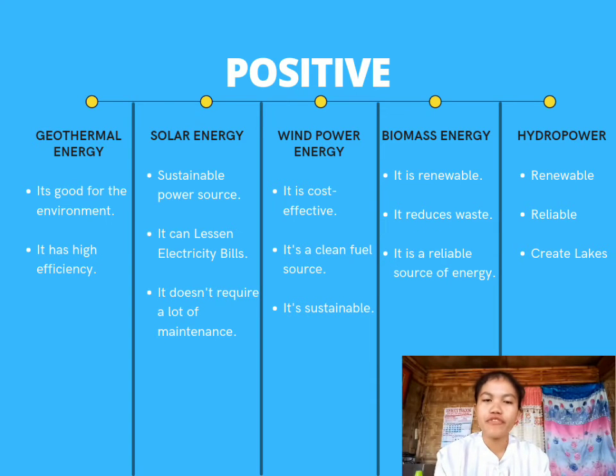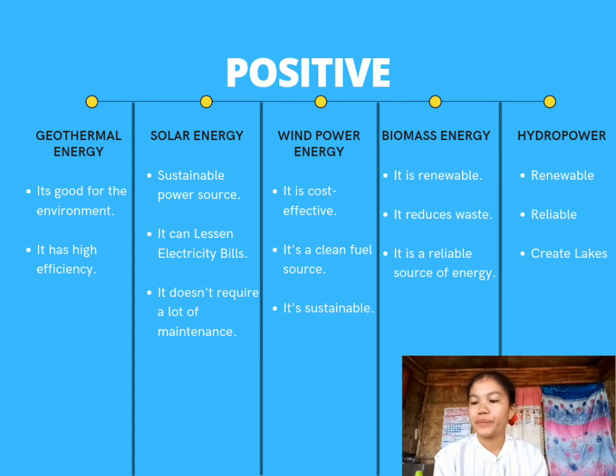Positive impacts of advanced energy technology in the society. The first one is solar energy. Sustainable power. It can lessen electricity bills. It doesn't require a lot of maintenance. If you have a solar panel, your home is immune to blackouts and power outages, and will continue running like normal. Solar panels are emission-free, therefore making the air cleaner and safer for communities and cities. The use of solar panels to generate energy provides many benefits, which include reductions in the cost associated with generating electricity.